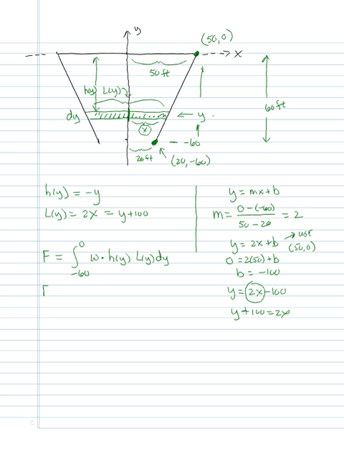As we fill these pieces in, we'll have an integral from -60 to 0 of 62.4 pounds per cubic foot times our depth function, which is -y, times y plus 100 times dy. And as we factor out that 62.4, we'll have an integral from negative 60 to 0 of negative y squared minus 100y. And you can see that this is a little simpler in the way that we'll have our integrand. It's not that big a deal, but it's a little simpler.